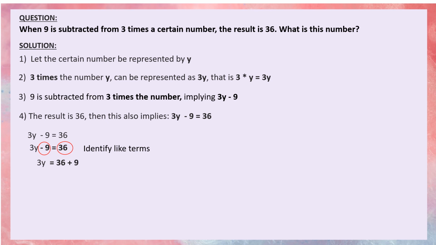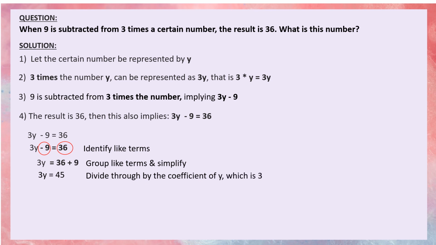36 now plus 9. In this particular case, what we have simply done is to group the like terms, and then we will simplify. On the left hand side, we still have 3y. On the right hand side, we now have 36 plus 9, which is 45. So what we'll do is to solve for y. How do we solve for y?